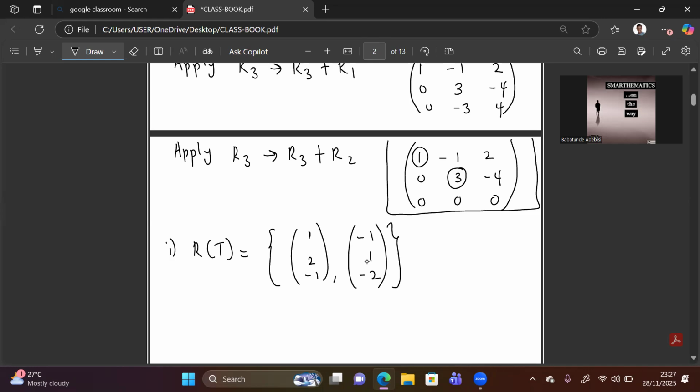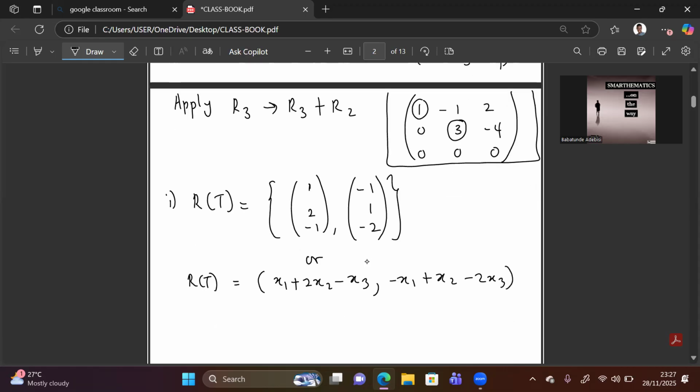Okay, and if you don't want to write it this way in the form of sets, you can write it like this: x1 plus 2x2 minus x3, comma, the other one, minus x1 plus x2 minus 2x3. So you can write it this way as well.